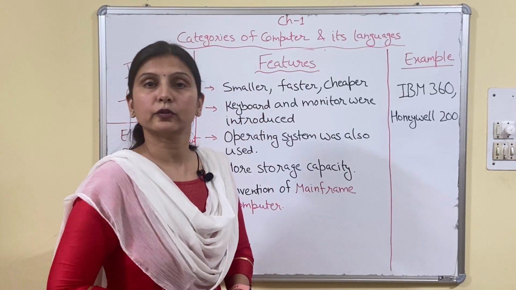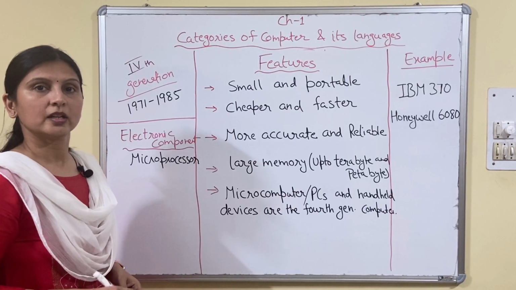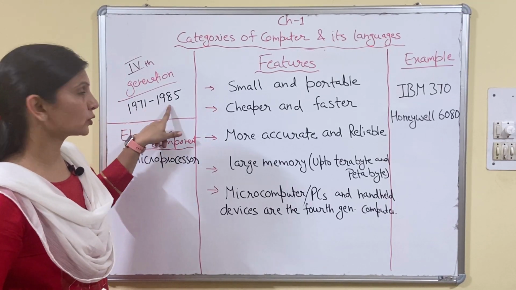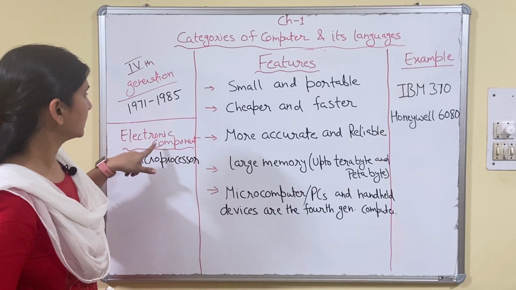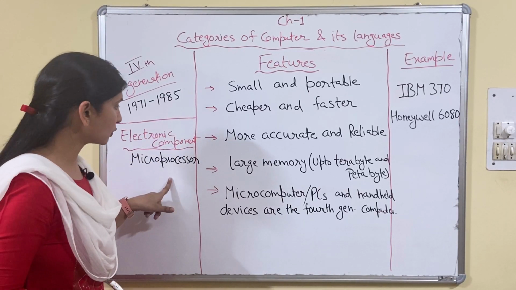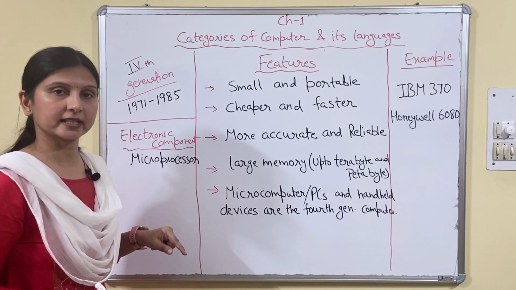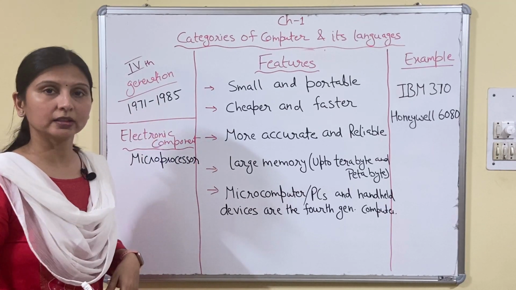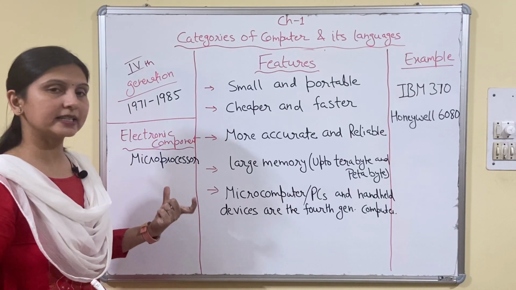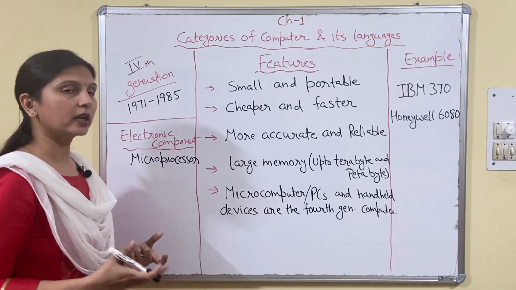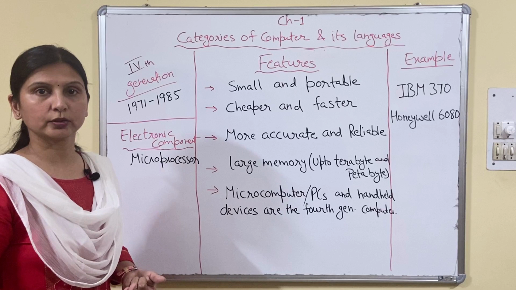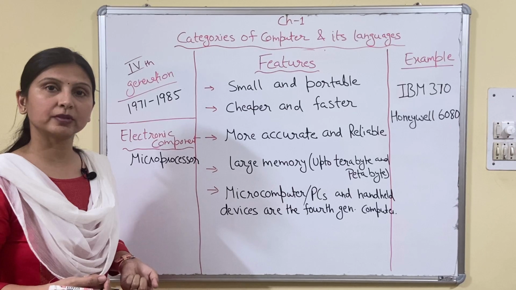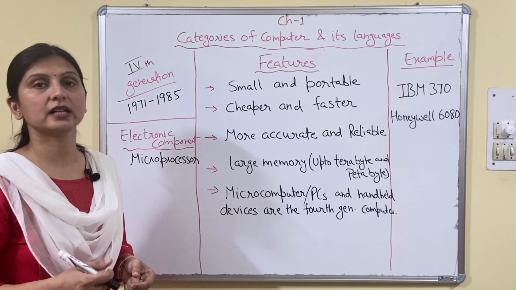Now we will see the fourth generation computer. The duration was 1971 to 1985. The electronic component in fourth generation computer is the microprocessor. So microprocessor replaced ICs of third generation computer. What is the difference between IC and microprocessor? I told you IC is a chip containing around 100 small electronic components, and microprocessor is a chip containing thousands of ICs on a single chip.